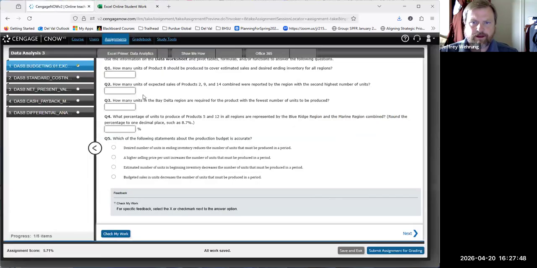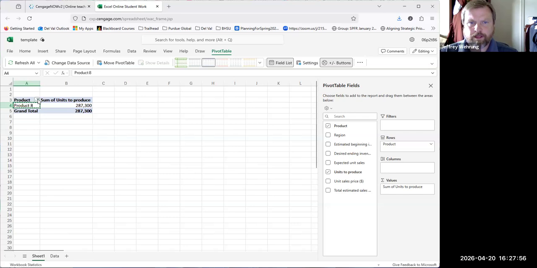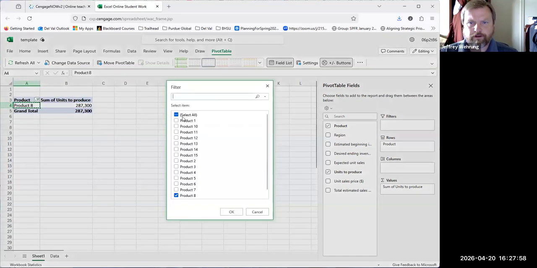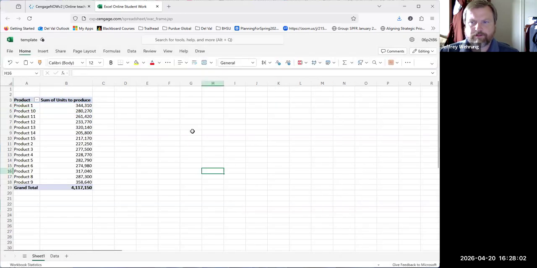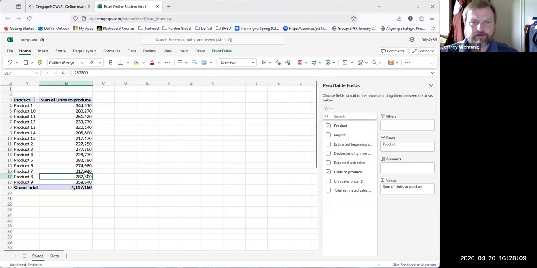Now I'm going to show you another way you might do it. Instead of putting the product in a filter, you can put the product in a row, and we'll get rid of this filter here and just look at all of them. If we do that, it'll give us all of our products, and we can just pick out product number 8. So that's another way to do it. It's kind of nice to just pick out product number 8.